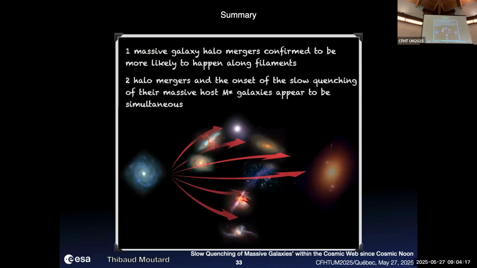Okay, so these are basically those two conclusions. Massive galaxy halo mergers are more likely to happen along cosmic filaments, which is something we expect from simulations, but we see that as well in observations. And also the halo mergers and the onset of the quenching of their hosted galaxies appear to be simultaneous in observations.